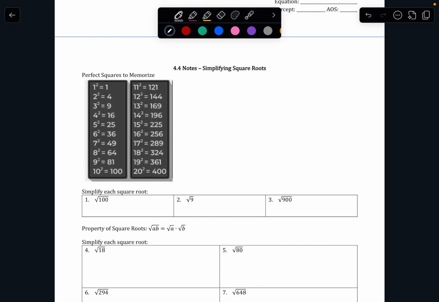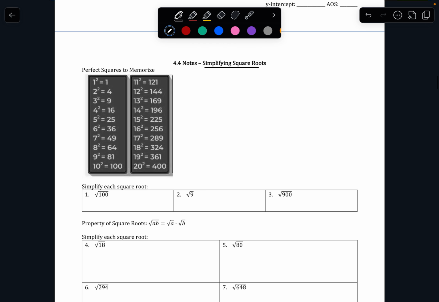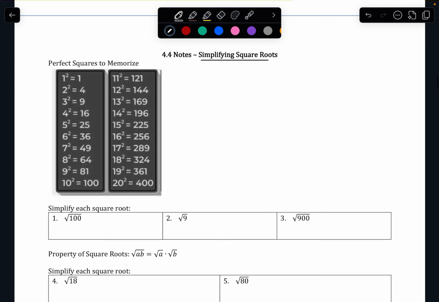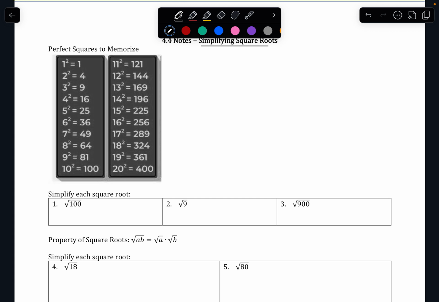All right, in this lesson, we are going to talk about how to simplify square roots in order to use the quadratic formula in our later lesson. So you have to know your perfect squares in order to be able to do this. And so if you don't know your perfect squares, you need to start memorizing these.